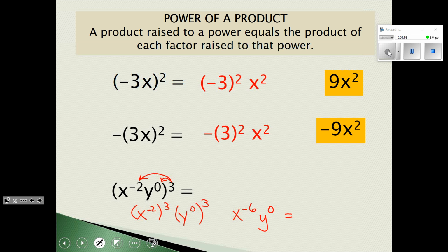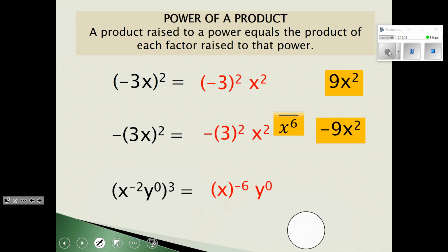Now, when simplifying this, we have learned that when we have a negative exponent, to get rid of the negative exponent, we move it upstairs or downstairs. So we're going to move this down to the denominator. X to the sixth power is now downstairs. Got rid of the negative exponent. And we have also learned that anything to the 0 power is 1. So that just leaves a 1 on top. So your final answer is 1 divided by x to the 6th power.